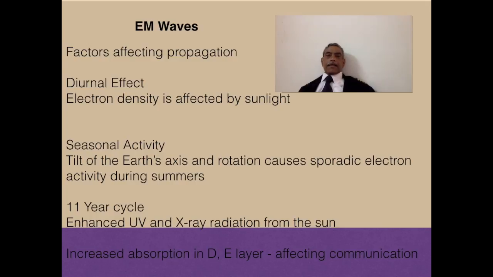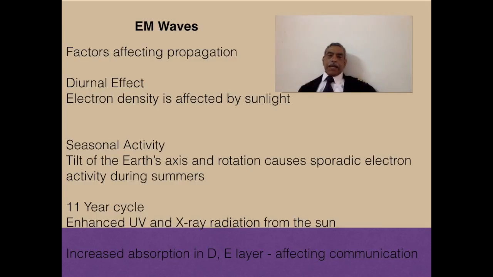Okay, let's see some factors affecting the propagation. Firstly, the diurnal effect. That means during the day, the sun activity is high, and therefore electron density is affected by sunlight, and during the night, the electron density is much less. Obviously, you can expect that ranges will get affected by night.